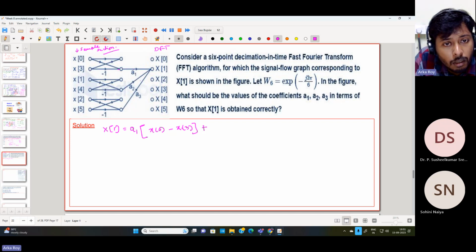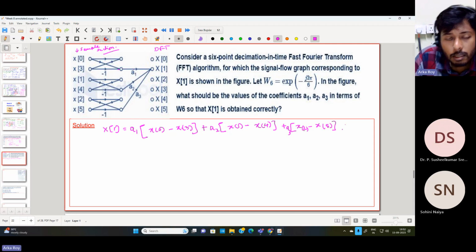Over here, again, A2 will be multiplied with X1 minus X4, followed by that, over here it is basically A3 multiplication, and this is X2 minus X5.